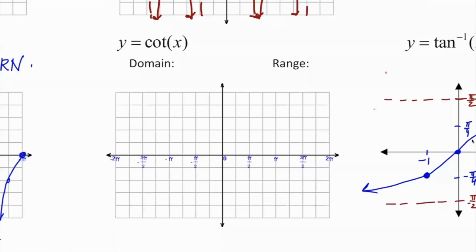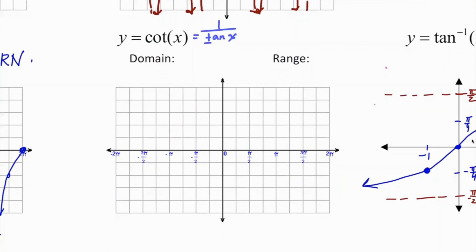Right, so now for cotangent. Cotangent is the reciprocal of tangent. So here's what I'm going to do. I'm going to choose a lighter color and graph tangent first. Tangent itself has asymptotes, so we're going to draw asymptotes first. I'm using the lighter color again because I'm going to draw over tangent.